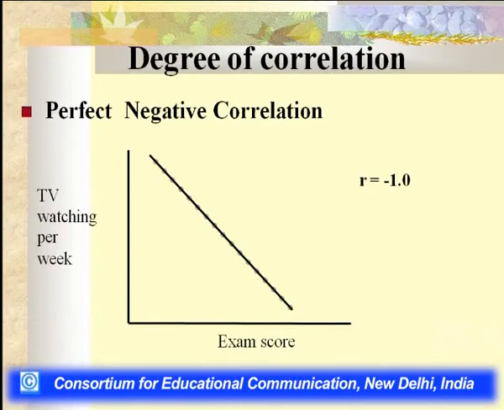This is also called a degree of correlation. This is a perfect negative correlation. R is equal to minus 1.0. If you see on the left hand side, that is the y-axis, this is the TV watching per week, and on the x-axis we have the exam score, which clearly states that if you spend more time watching the TV, the scores of the exams which you will get will be less.